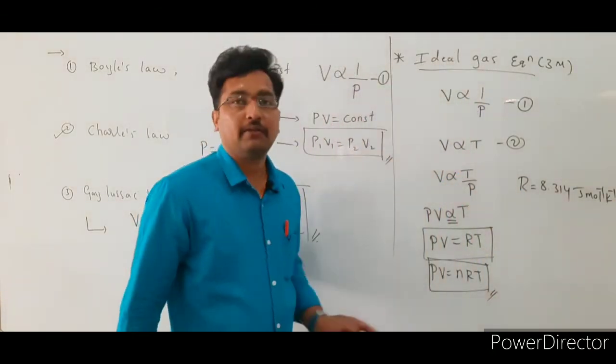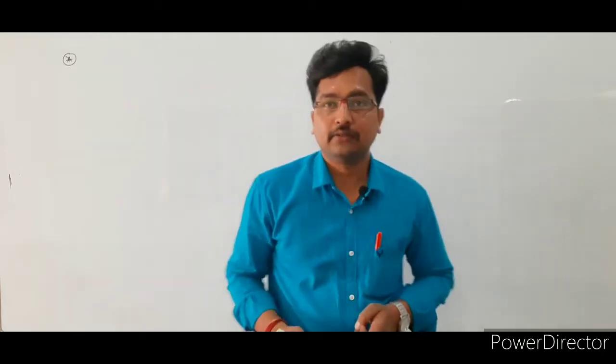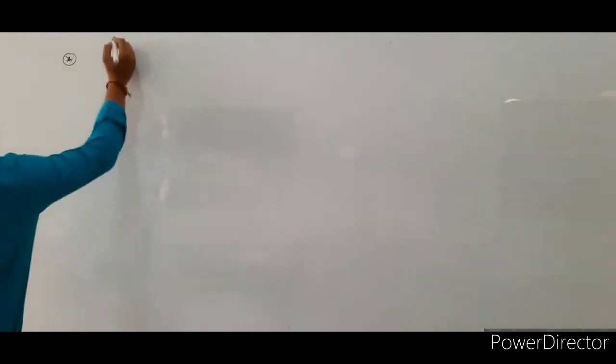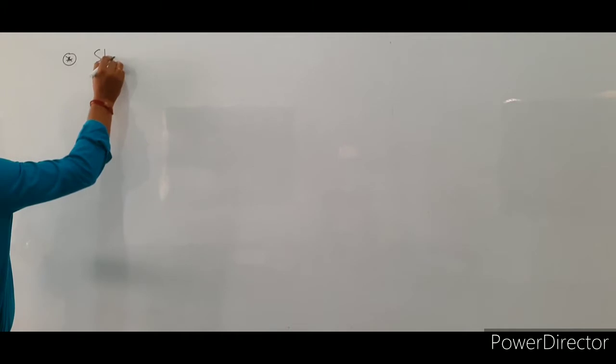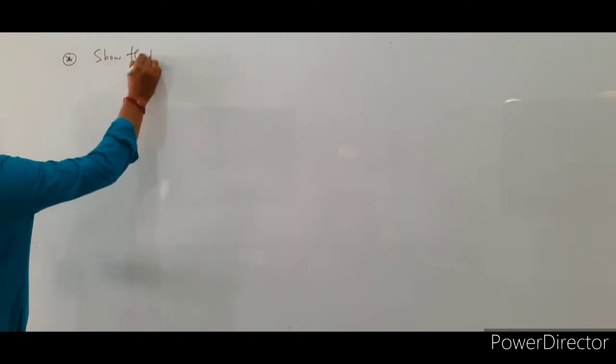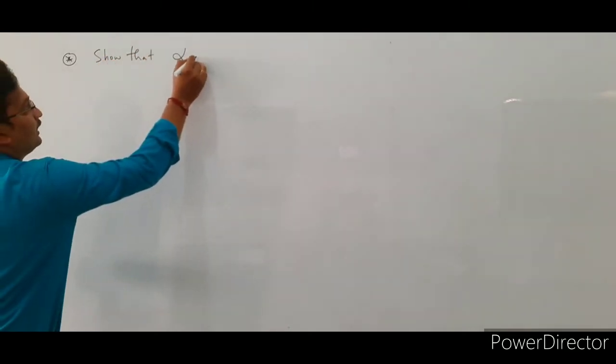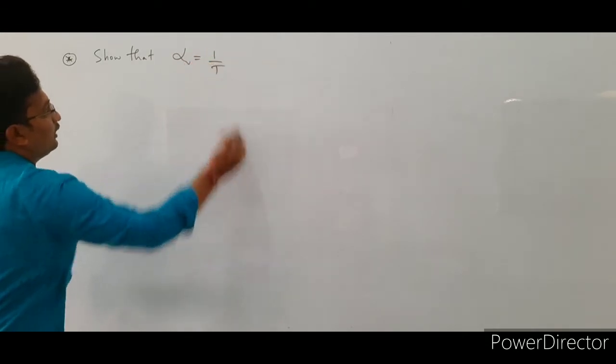So this is very important for 3 marks. Next one, see here: show that alpha suffix V is equal to 1 by T.